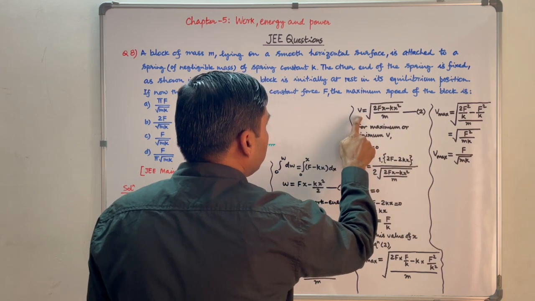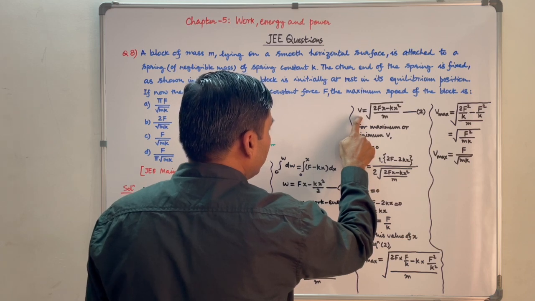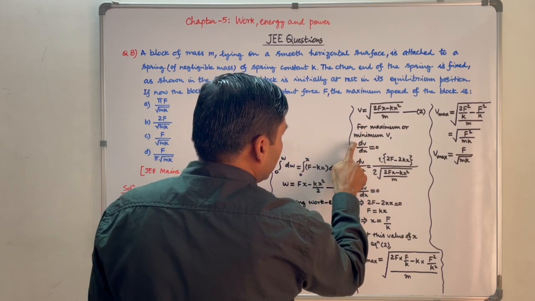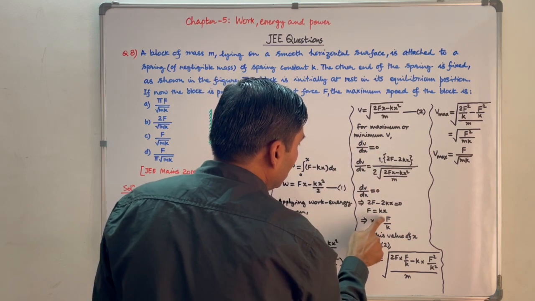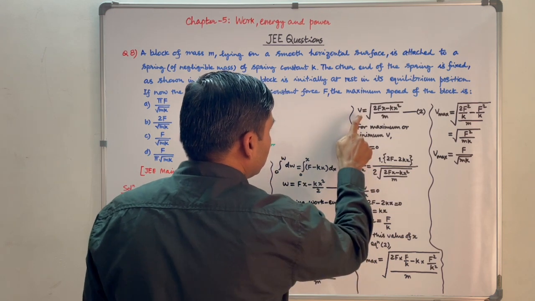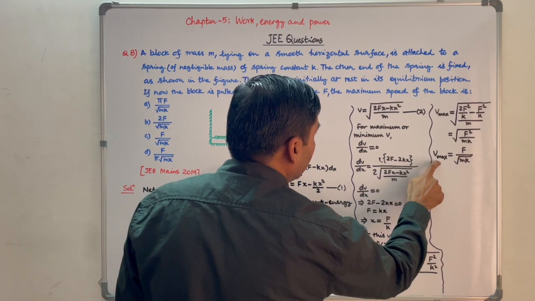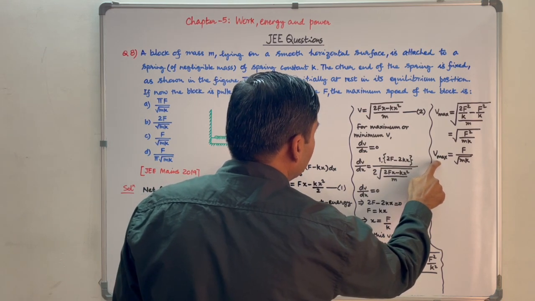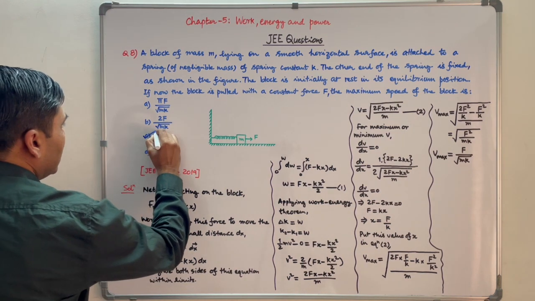For v to be maximum or minimum, dv upon dx should be 0. So finding dv by dx and equating to 0 gives x is equal to F by k. Put this value of x in equation number 2. That gives v max is equal to F by the square root of mk. So this is our answer. So option C is correct.